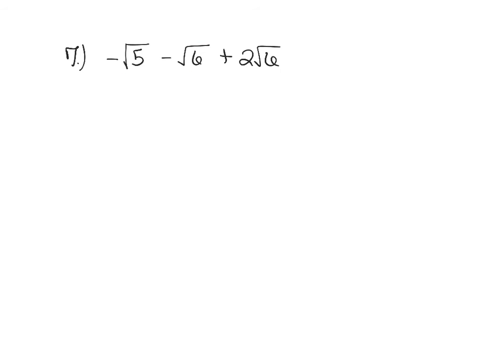Okay, next one I have a negative radical 5 minus radical 6 plus 2 radical 6. So radical 5, I can't simplify that. Radical 6, I can't simplify that. So now I'm just going to look to see if there's like terms. I have a radical 5, but there's no other radical 5s, so that's part of my final answer. And then I have a radical 6 and a 2 radical 6, so those are like terms.